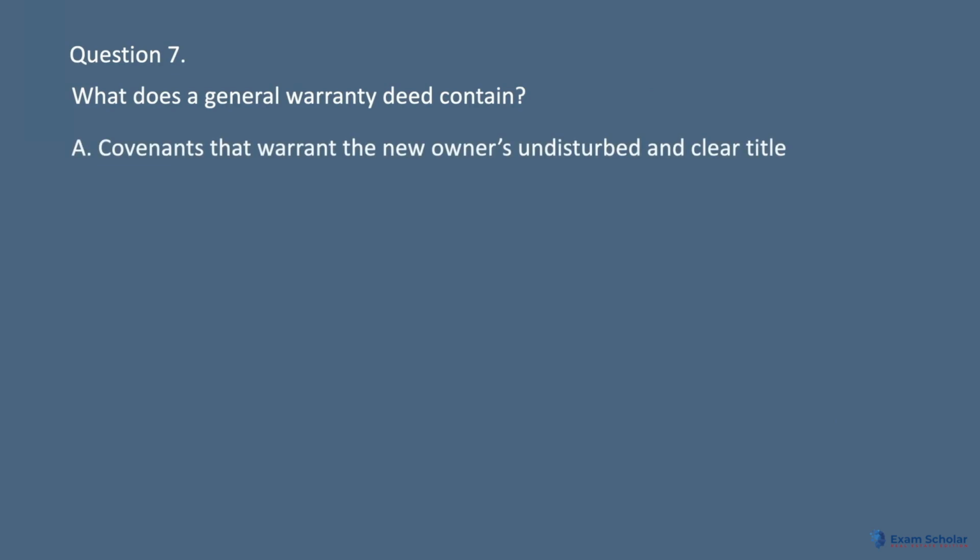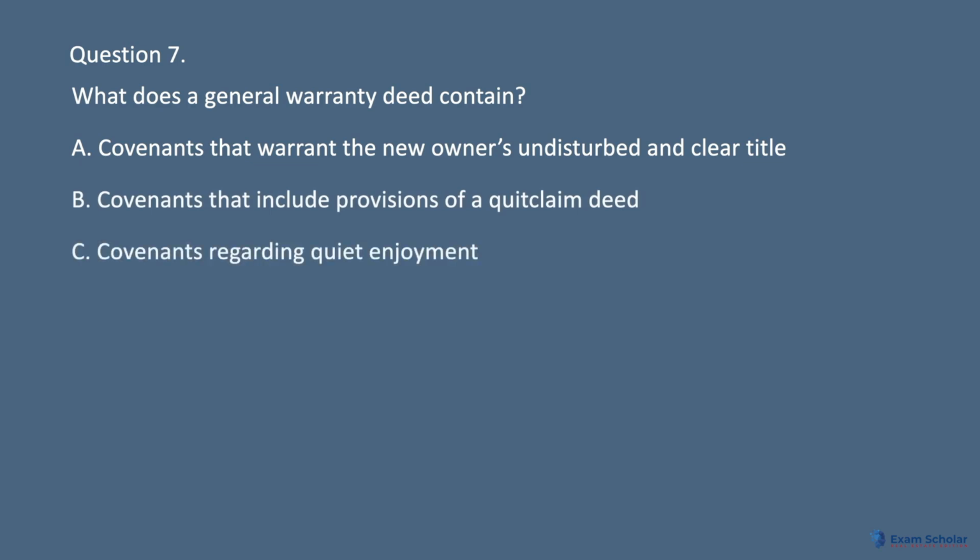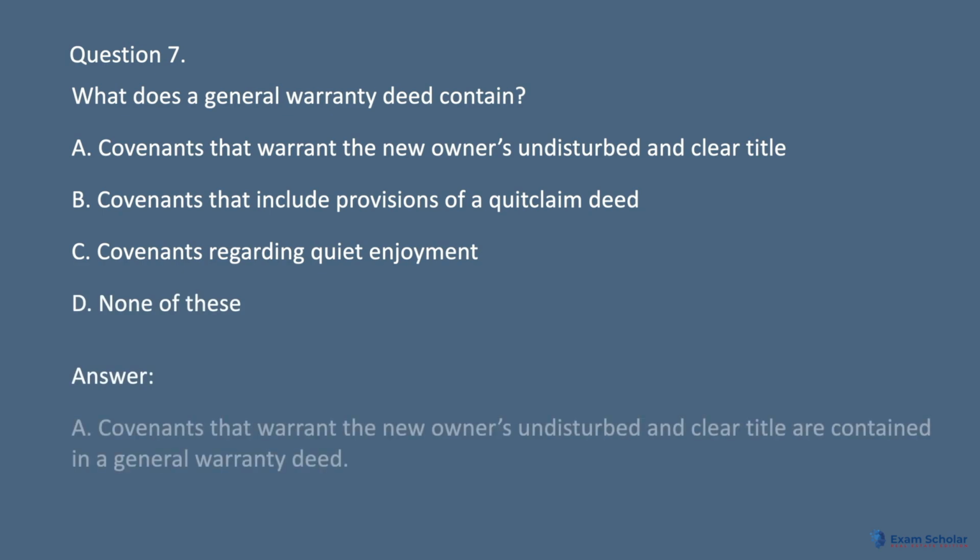Question 7. What does a general warranty deed contain? A. Covenants that warrant the new owner's undisturbed and clear title. B. Covenants that include provisions of a quitclaim deed. C. Covenants regarding quiet enjoyment. D. None of these. Answer. A. Covenants that warrant the new owner's undisturbed and clear title are contained in a general warranty deed.